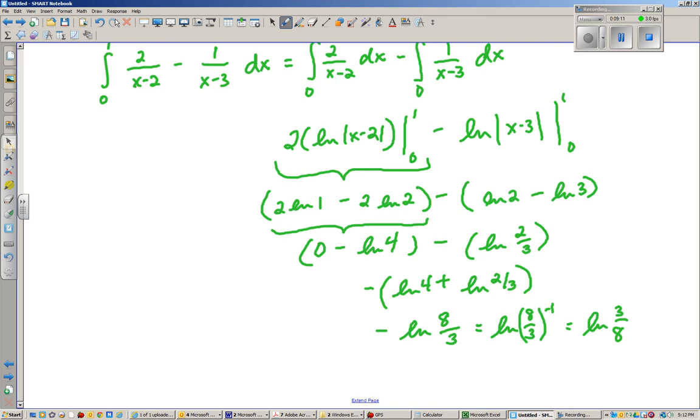So there's a lot of trickery there, or a lot of review of logarithm stuff, as well as the partial fractions. Let's look at the next one.